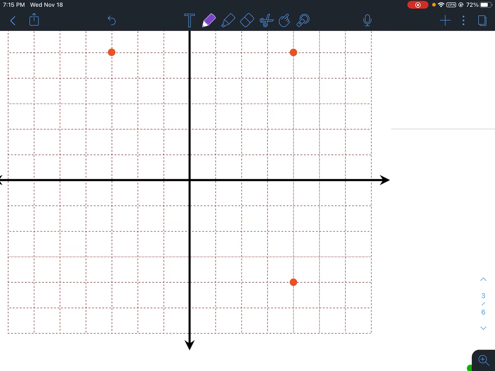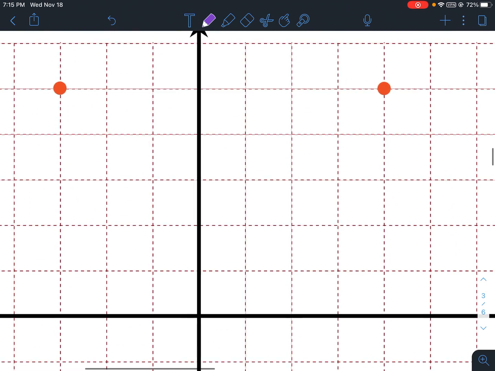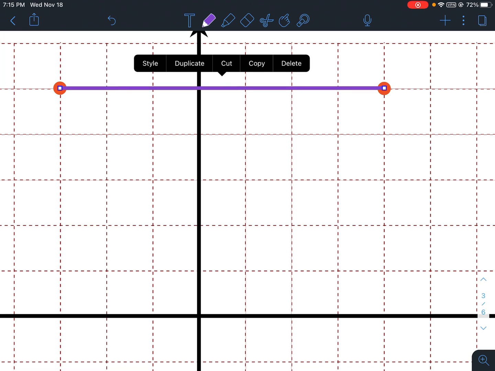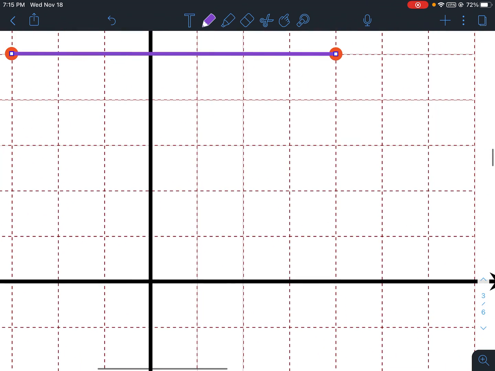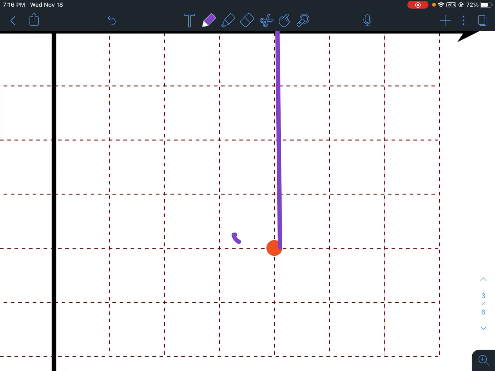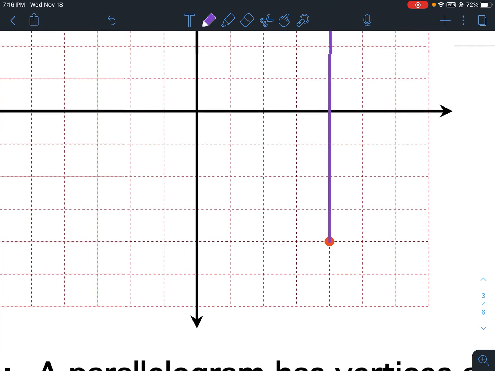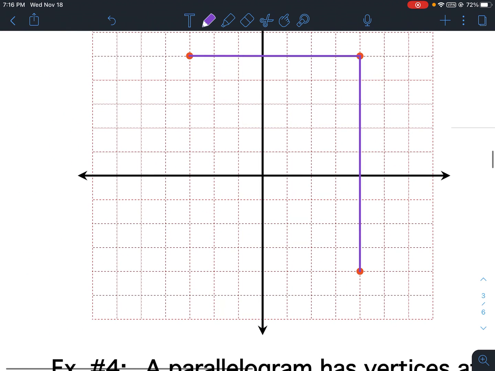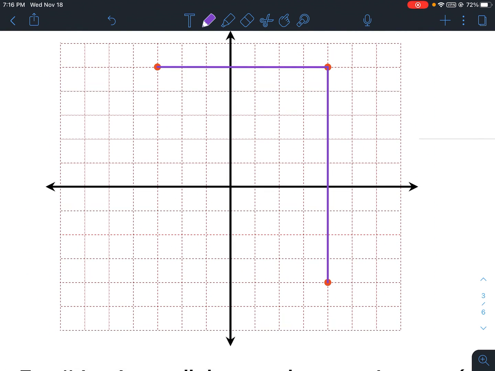Now vertices would be like that corner, that tip. So now I'm going to connect them. Use your straight edge that you were given to connect these. All right, now we need to find the fourth vertex.